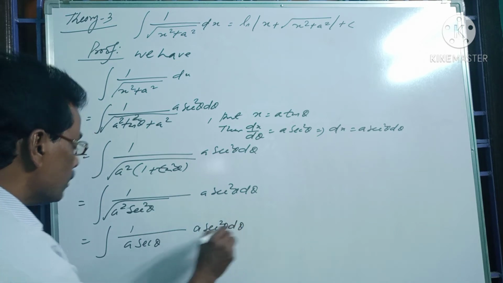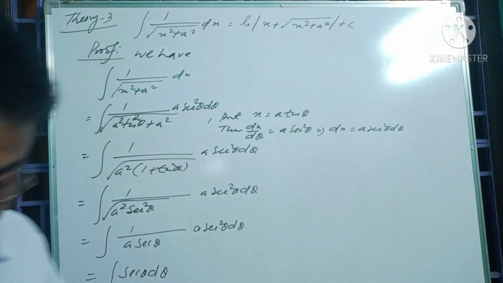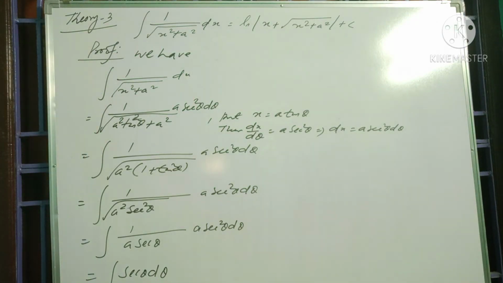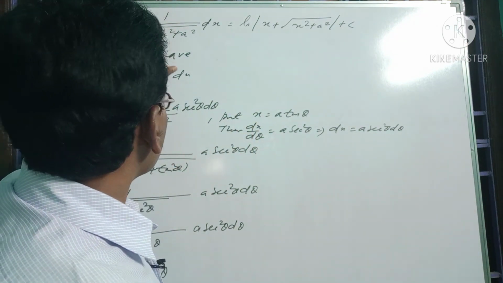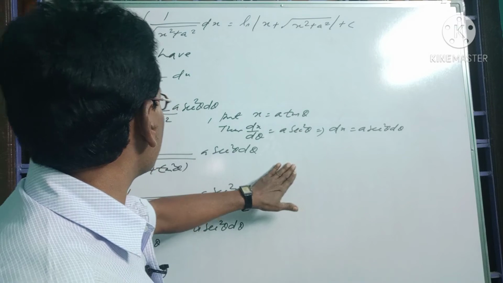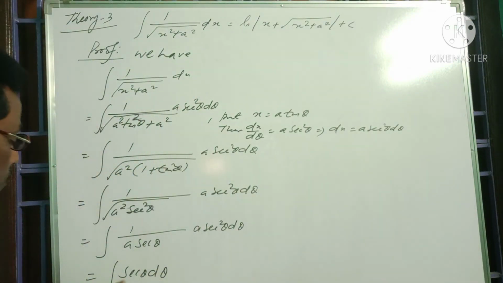Again simplifying, it will give us a cancelled. So after simplifying, we have integration of sec theta with respect to theta. Now the original integrand was not a standard form for integration, so after substitution and differentiation, the non-standard integral transformed into integration of sec theta with respect to theta, which is now a standard form for integration.